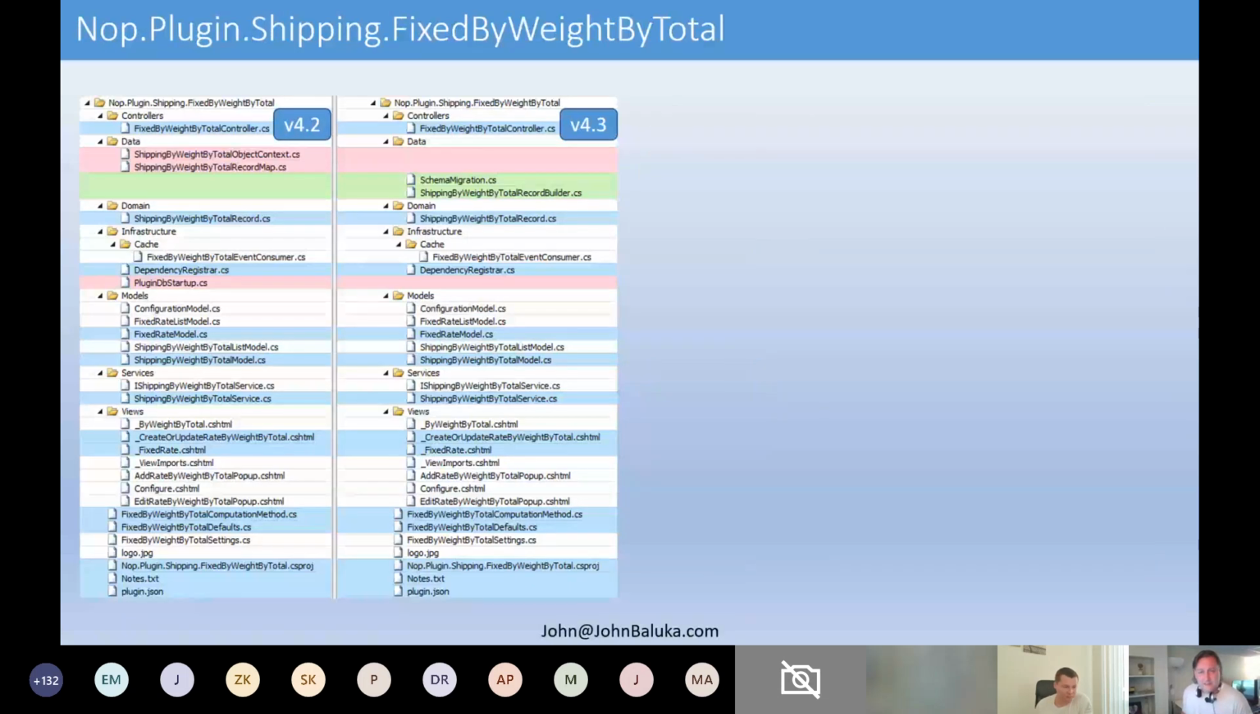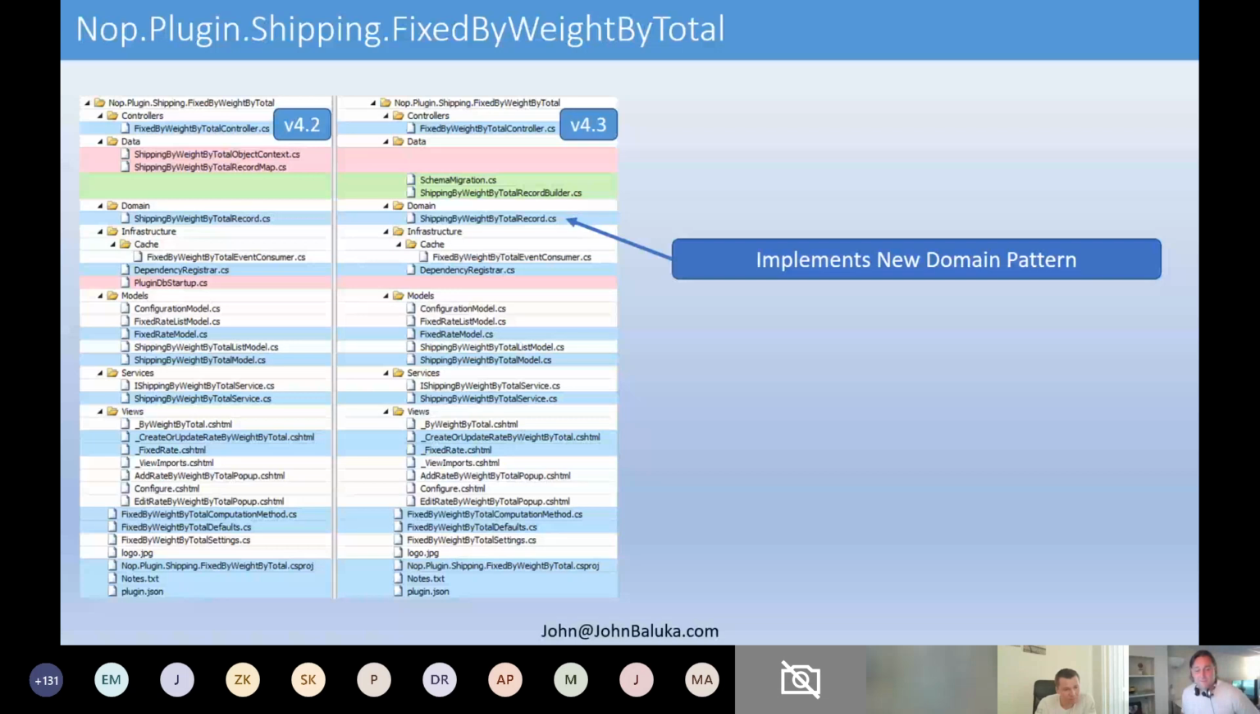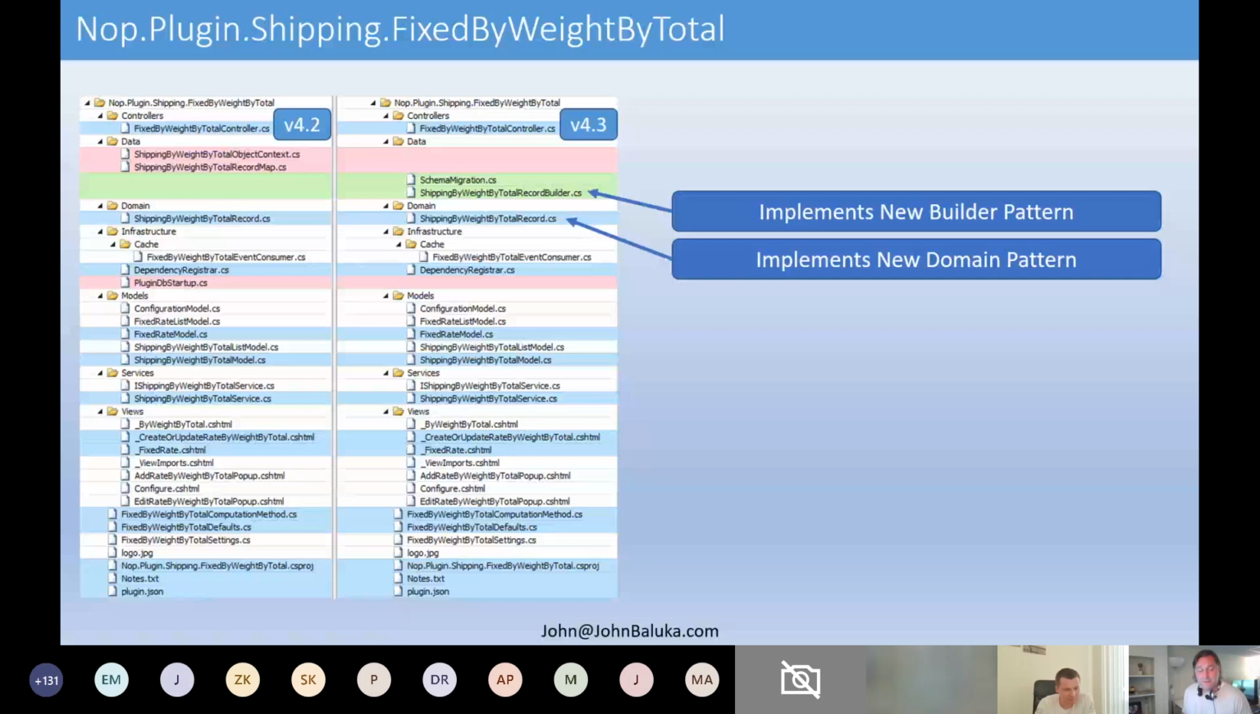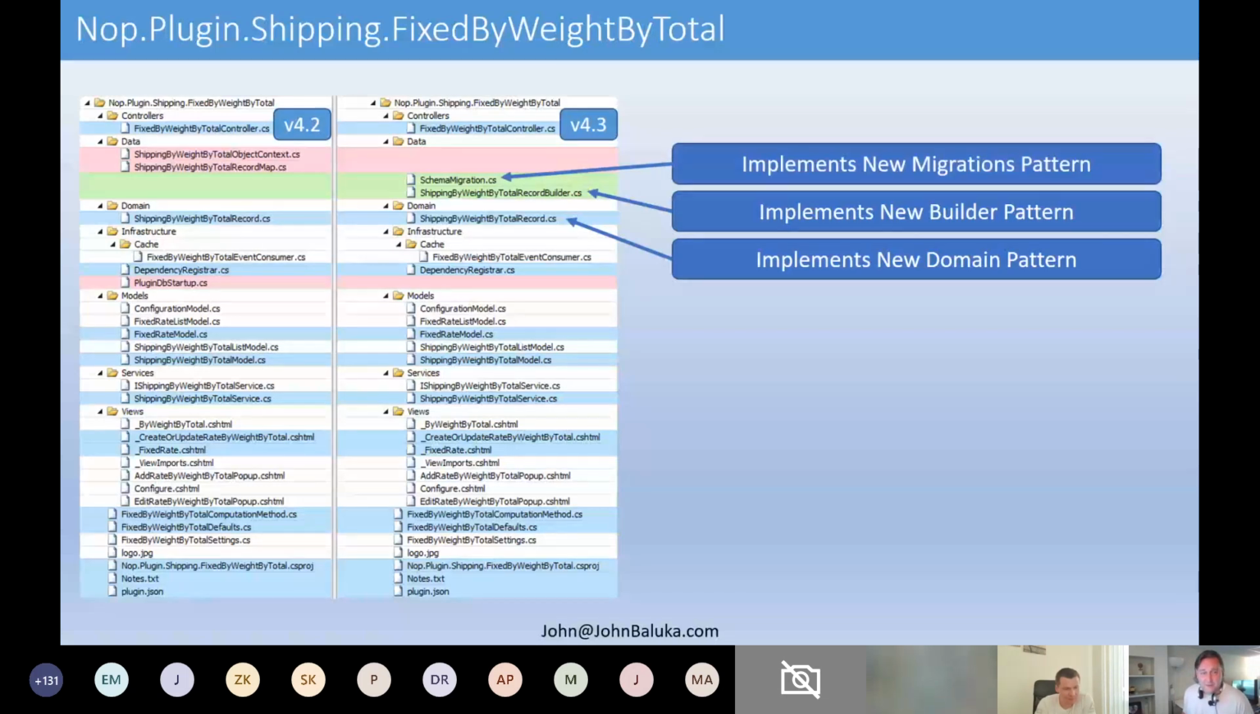Not going to really dig into the code level so much, but just to highlight the implementation of the new domain pattern, it might be a good example of that. When it comes to the builder, instead of using the mapper, this is a good example of that, as well as the migrations and how that's implemented within the plugin. So a plugin is almost like a microcosm of the whole nopCommerce architecture itself, and this plugin shows that.